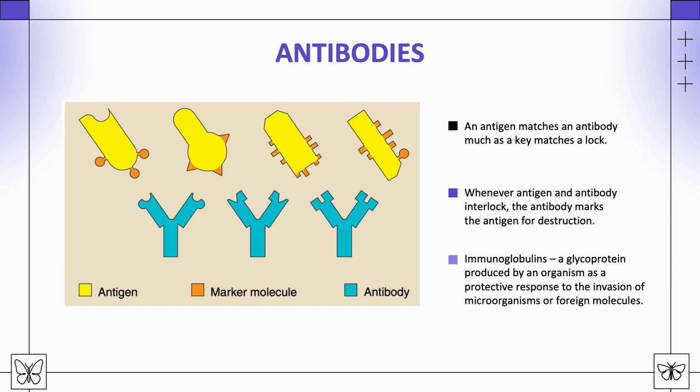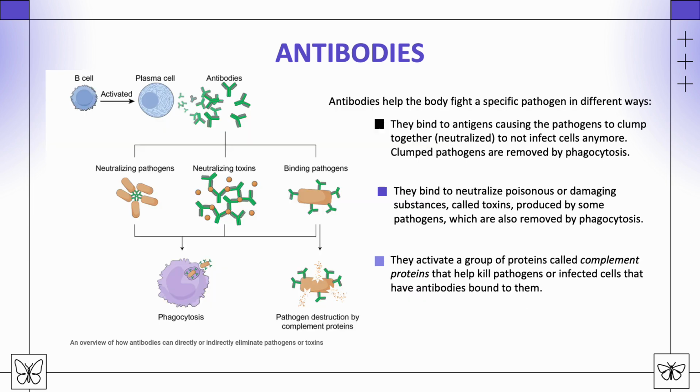So, antibodies belong to a family of large molecules called immunoglobulins. Antibodies help the body fight a specific pathogen in different ways. The process by which the body makes and uses antibodies to fight specific antigens is called the humoral immune response. First, they bind to antigens, causing the pathogens to clump together. When they clump together, they are already neutralized and cannot infect cells anymore.